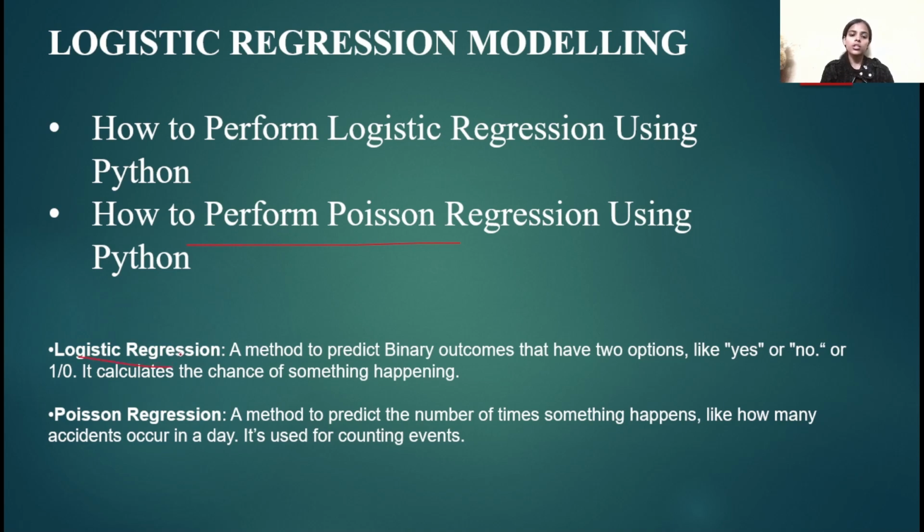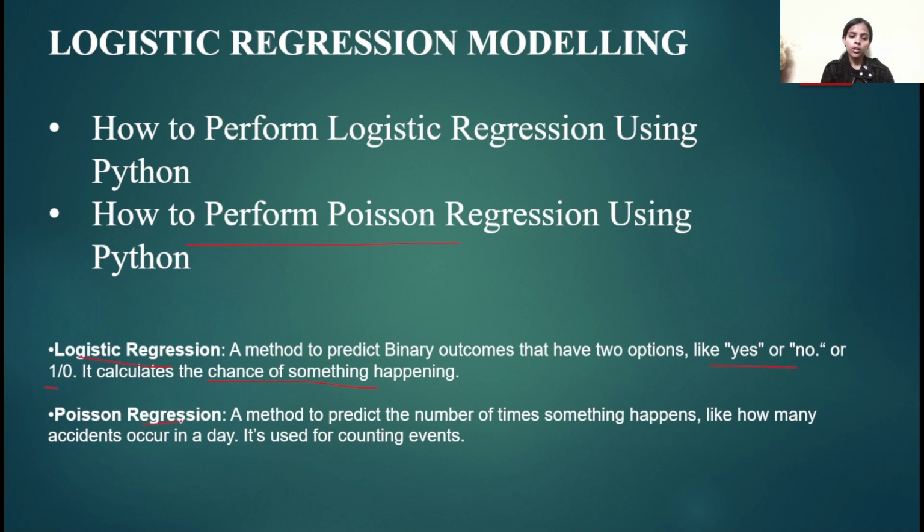Here logistic regression calculates the chance of something happening. Means, for example, India won the match or India won the toss or not, or if we are tossing a coin, head comes or not. So it has two binary outcomes. That is yes or no, 0 and 1, true or false.